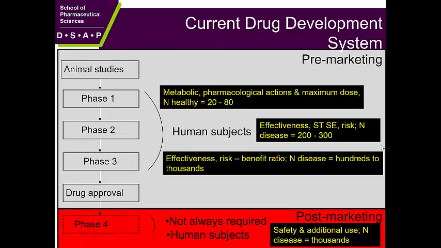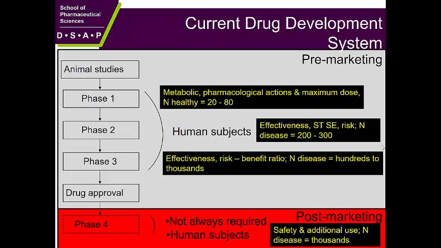Phase 2 clinical trials will also be on humans, where we are going to test for the effectiveness. So we're looking at the risk and the safety profile, where the human subjects would actually be the patients themselves who have the disease. And this is going to be between 200 to 300 samples.